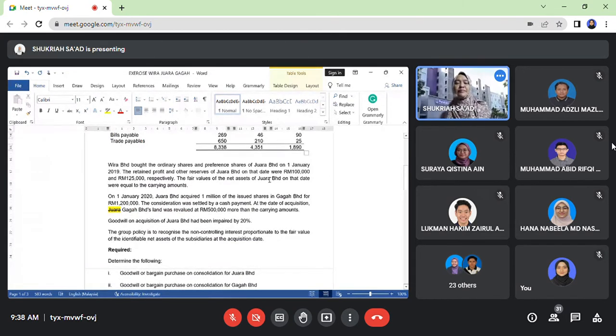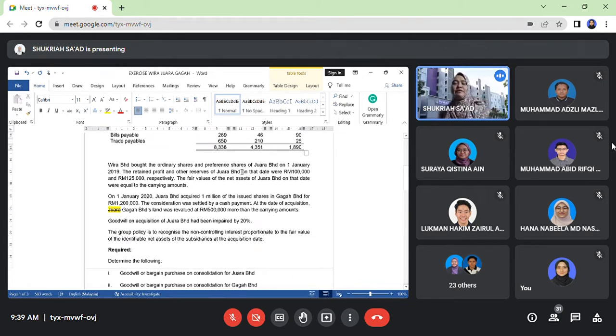Alright, first paragraph. WIRA bought the ordinary shares and preference shares of Juara on 1st January 2019, last year, because our current period ended 31st December 2020. Okay, so 2 tahun. So it shows that WIRA has acquired ordinary shares and preference shares of Juara for 2 years acquisition period. Betul? Betul. 2 tahun.